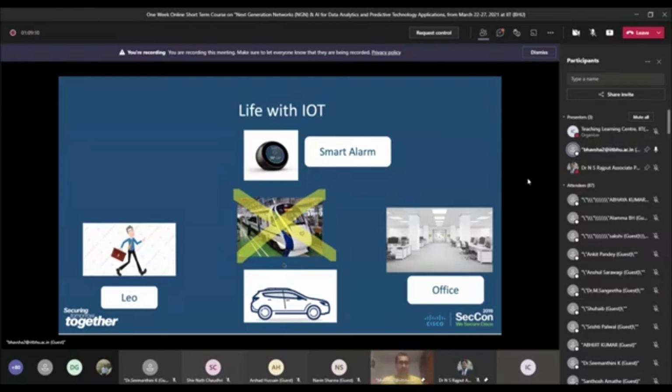And one important point here is, in the example which I took, the alarm has internet connectivity. But some other devices, like a fan, you don't need internet connectivity. Why? Because it is within your home. So the only thing you require is communication between the controller, in the form of an application, and that particular device.